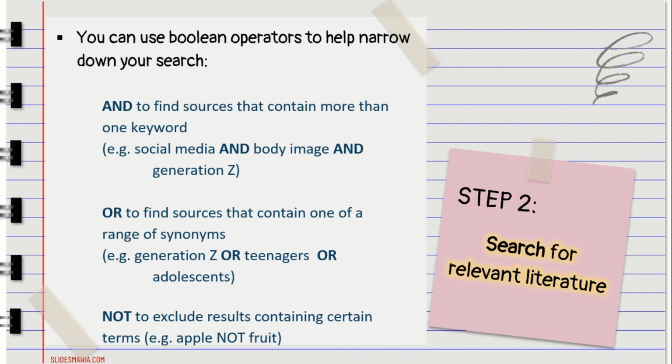We can use AND to find sources that contain more than one keyword. Example, we'll type social media AND body image AND Generation Z. Aside from that, we can also use OR to find sources that contain one of a range of synonyms. Example, Generation Z OR teenagers OR adolescents. And we can also use NOT to exclude results containing certain terms. Example, apple NOT fruit.